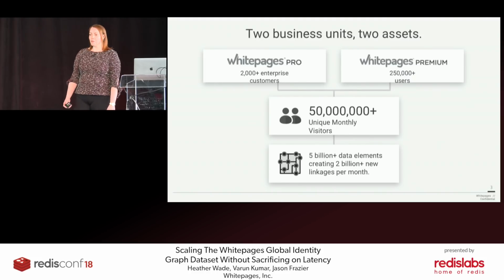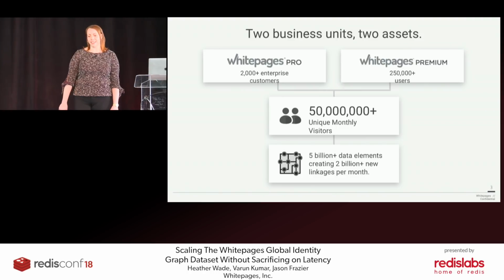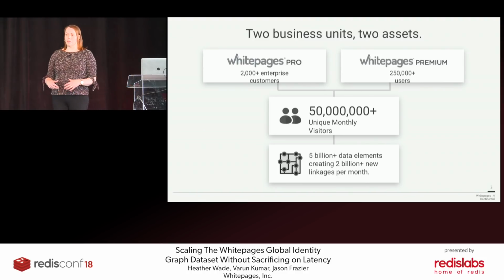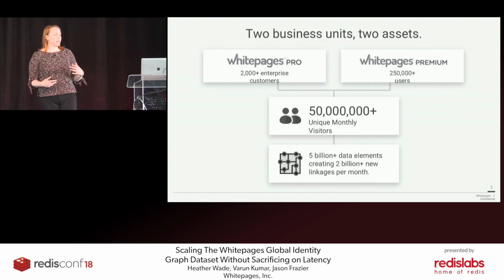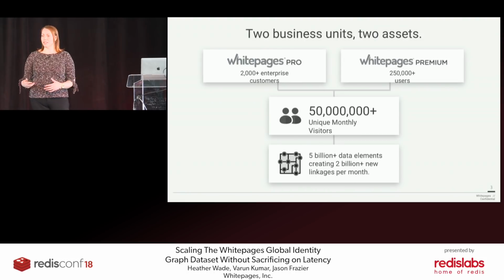So if you're not familiar with Whitepages, you might wonder what we do. We do not print phone books. We actually have a graph database of over 5 billion identity records. That would be information about people, like their names, their dates of birth, et cetera, as well as their contact points, like their addresses, their telephone numbers, email addresses, et cetera. And then all of the links between these entities and between the people and their contact points.